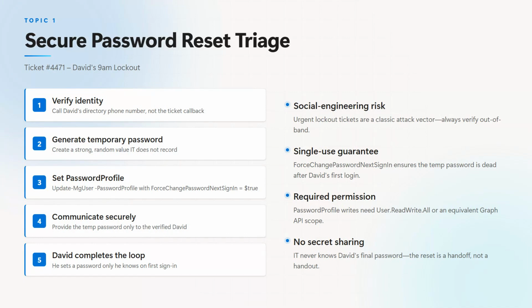Once we confirm it's really David, we issue a temporary password and immediately force a change on next sign in. That way, the password we generate is single use, and David ends up with a secret only he knows. Watch for the silent 204 response, no content means success, and be ready for the pitfall where a stale token can block you even with the right role.